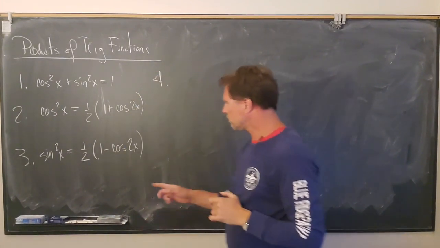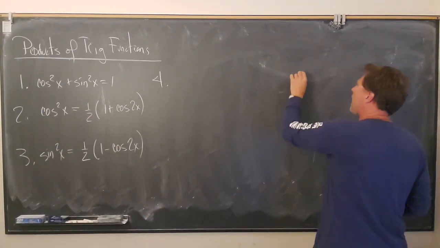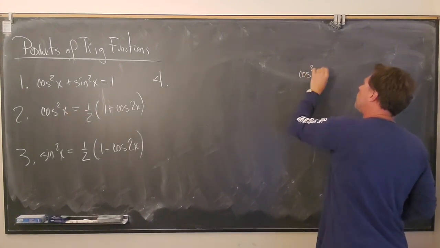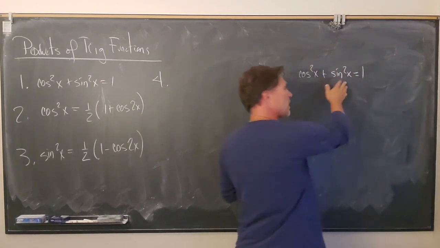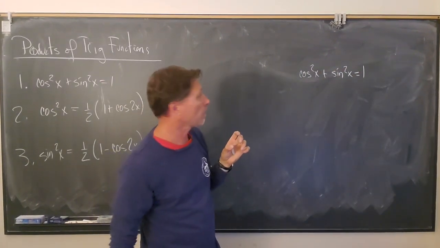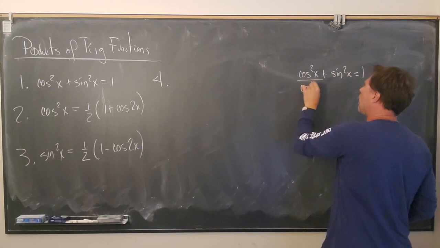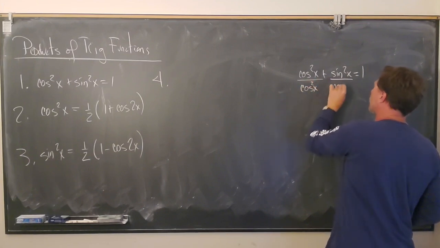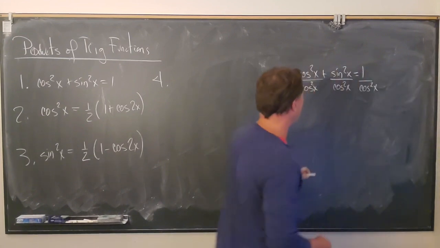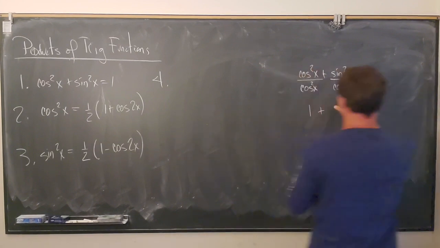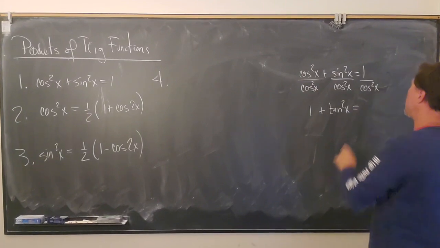The next one is a direct result of identity number 1. And so before I write it down, let me just remind you how this one comes about. So identity number 1 gives a connection between cosine squared and sine squared. When you add them together, you get 1. Now, by dividing everything in this equation by cosine squared, notice what we get. We get 1 plus, here we have a tangent squared, and on the right-hand side of this equation, we have secant squared.